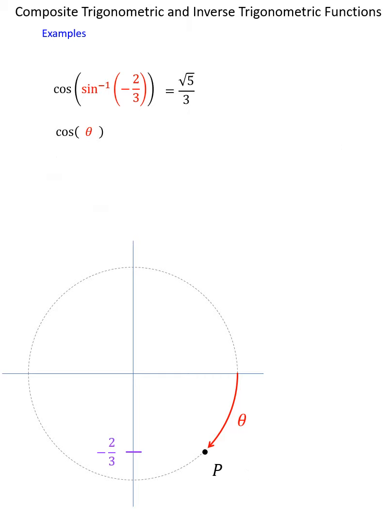And notice one more time that while I never found the actual value of theta, I was still able to find the cosine of theta, as shown in this problem. And that completes the third of 4 videos in this series.